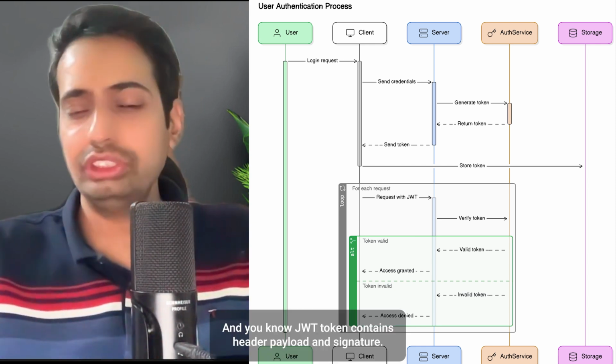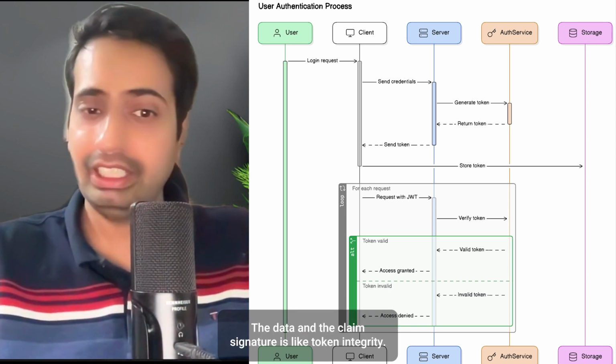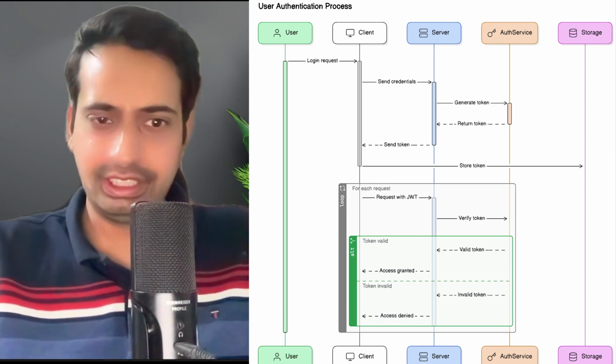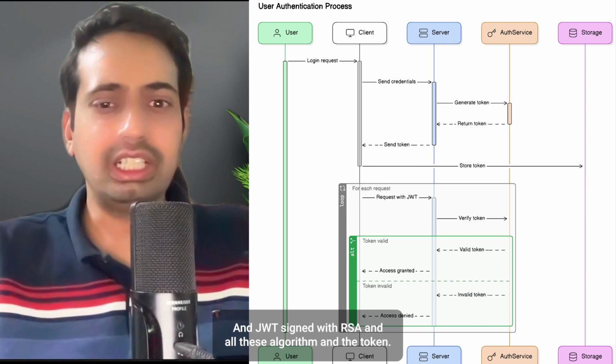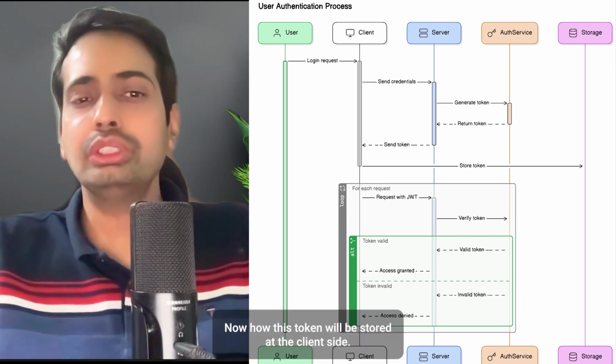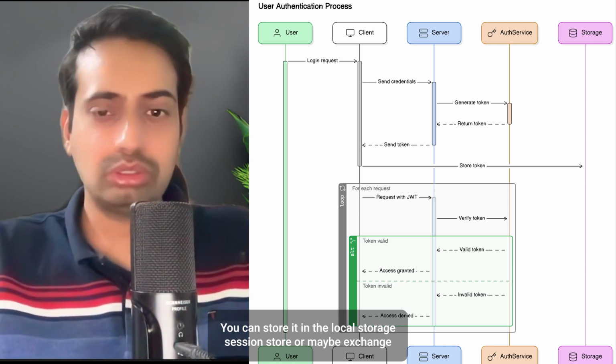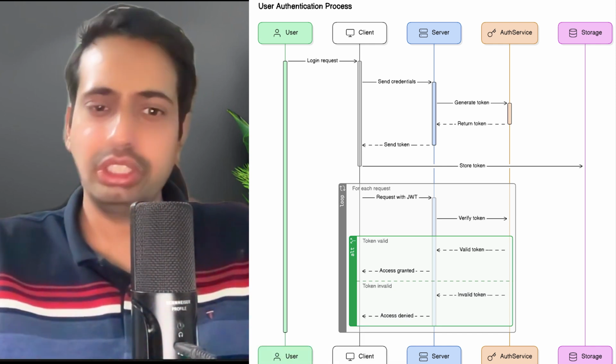And you know, a JWT token contains header, payload and signature. Header is like the algorithm, payload is the data and the claims, signature is for token integrity. And JWT is signed with RSA and other algorithms. Now, how will this token be stored at the client side? You can store it in local storage, session storage, or maybe exchange it in the cookies.